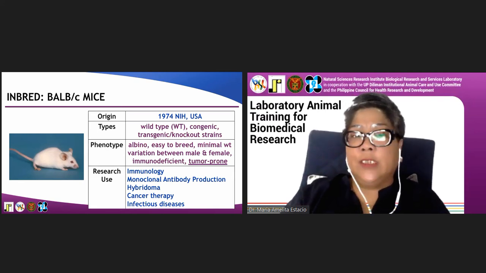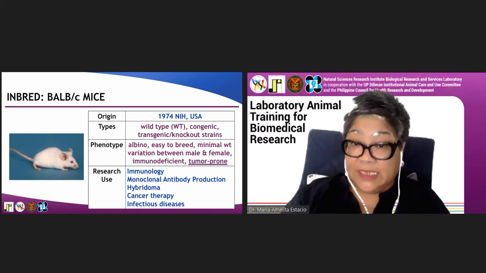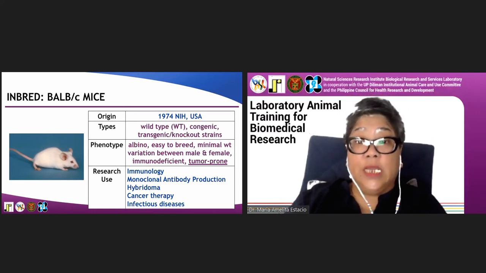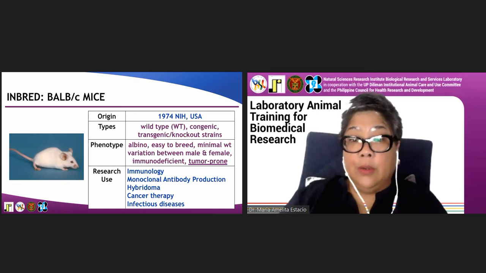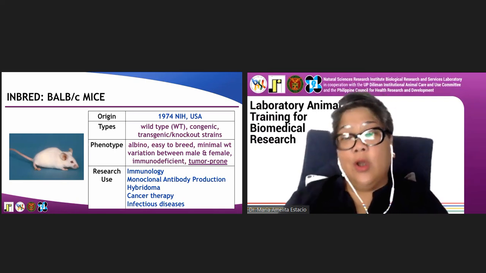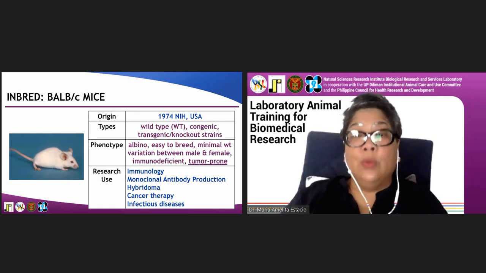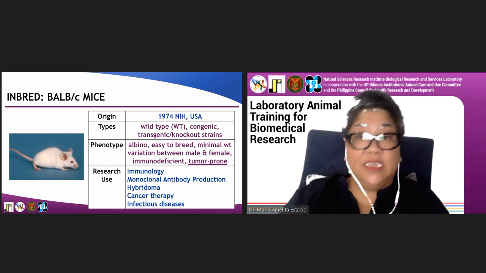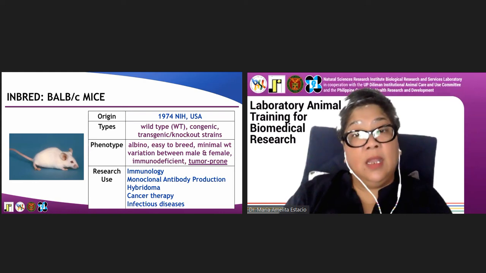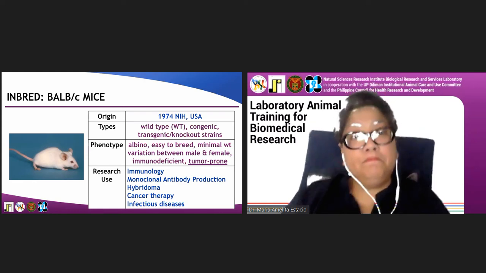So they also have a very good temperament. So it's very easy to handle, non-aggressive. And of course, the reason why tumors, or hybridomas, grow on them is because they are immunodeficient. And it was developed, of course, by the National Institutes of Health in the United States.